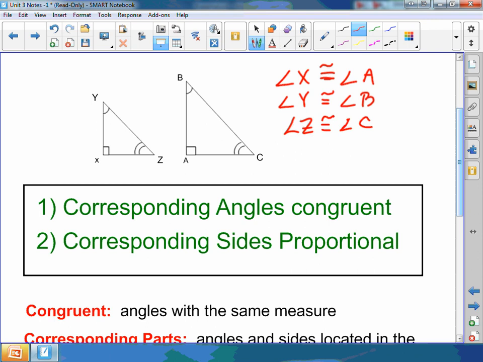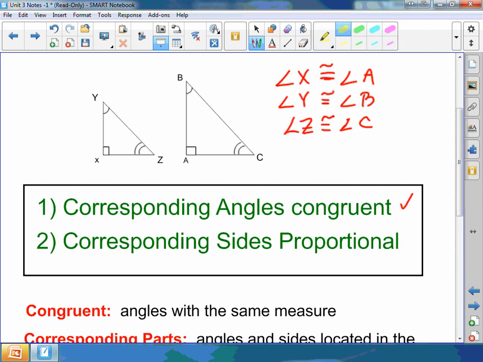Obviously, the box means right angle. 90 degrees is always congruent to 90 degrees. So corresponding angles are congruent. We've proven that already. So that's step one. Step two would be to prove the corresponding sides are proportional. I'm not going to do that yet because I don't even have side lengths here to do it. But here's what I want to show you.